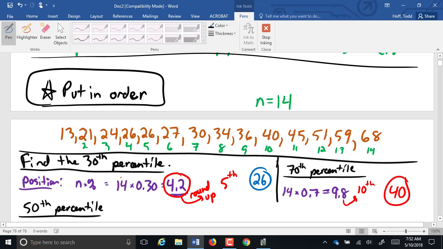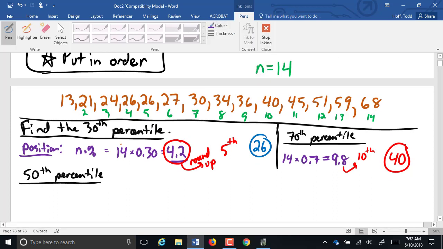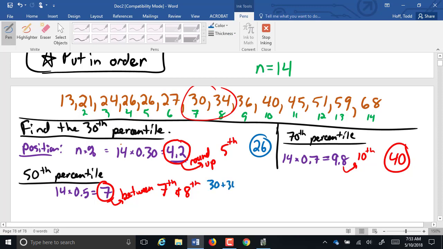Ask you to find the 50th percentile. 14 times 0.5 is 7, right? That is not a decimal, is it? That's a whole number. Just like with the median, when we got a whole number, it is between that position and the next. So between the 7th and the 8th, we have to add those together and divide by 2. And yes, it is 32.